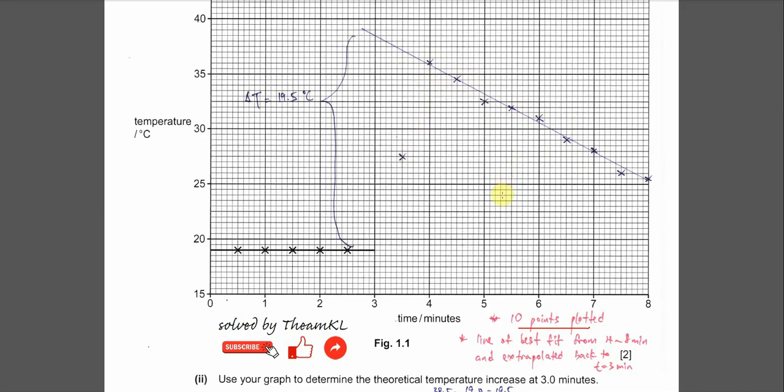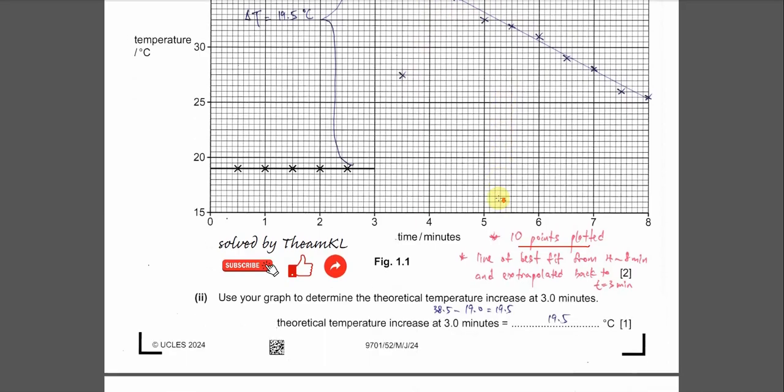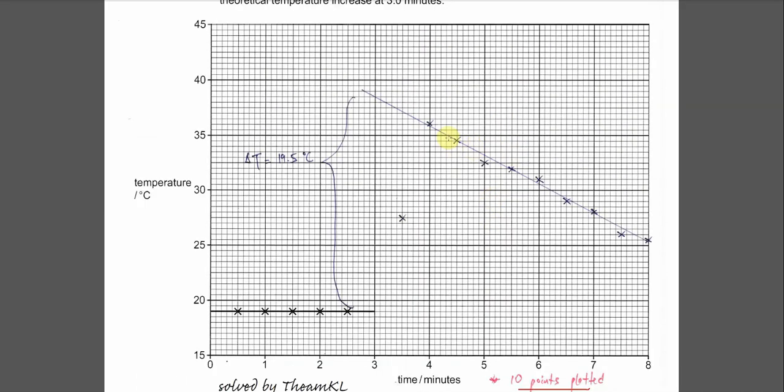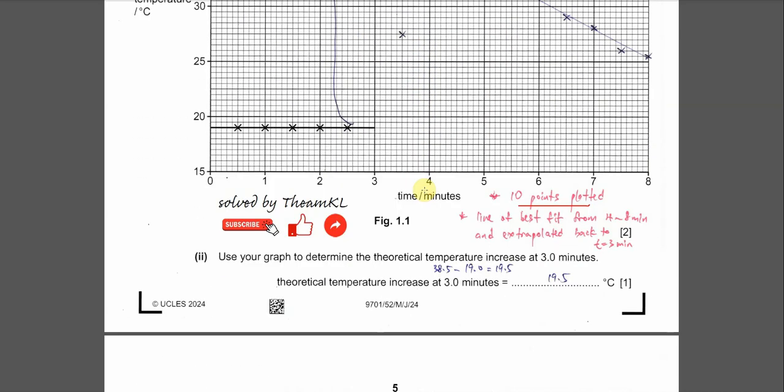Okay, after that, another one. We will get back to this graph later. Okay, part 2.